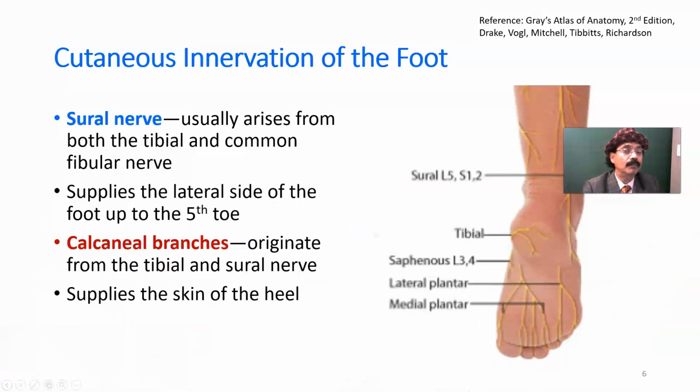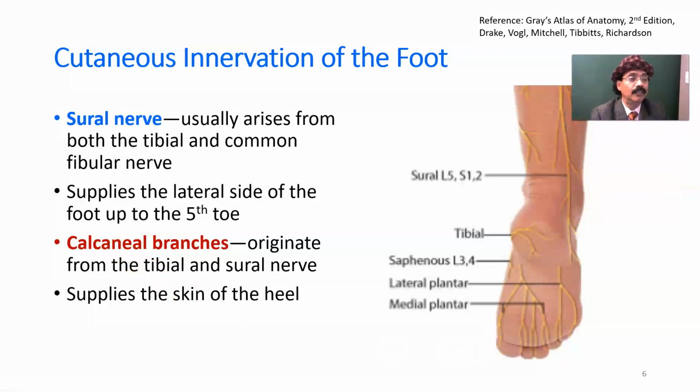Okay, the sural nerve usually arises from both the tibial and common fibular nerves. It supplies the lateral side of the foot up to the fifth toe here. This is the sural nerve up to the fifth toe. Its area of distribution is up to the fifth toe.